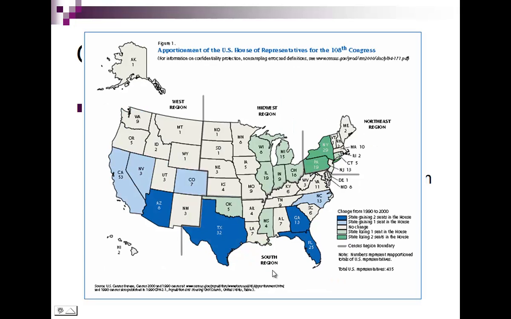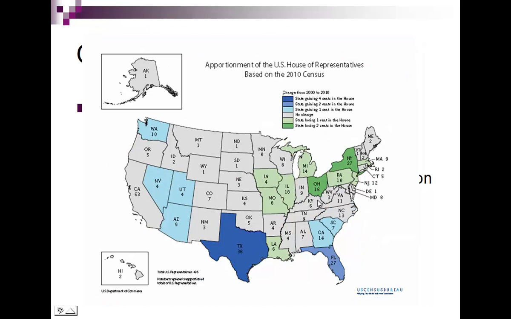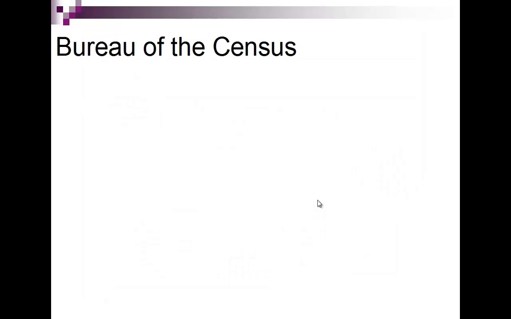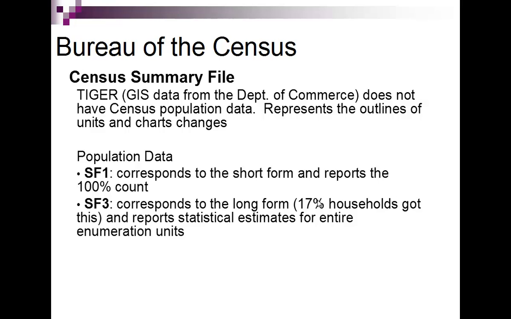Okay, and you can see another one here. This is from 1990 to 2000. You can see the same general trends here. North Carolina gained a seat in 2000, but not in 2010. Not meaning they're not growing, they're just not growing as fast compared to these other states that did achieve a place. So we have different levels of data.